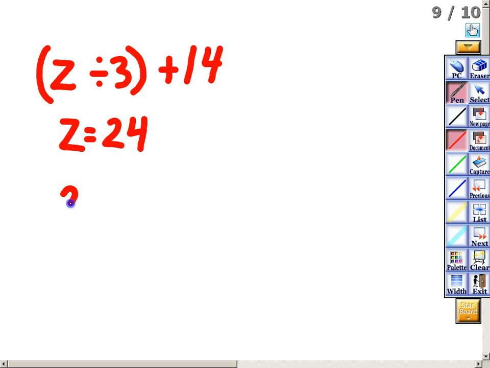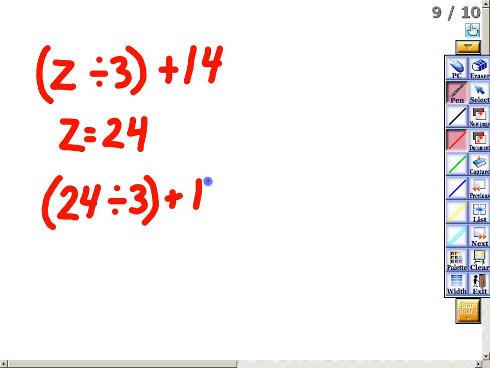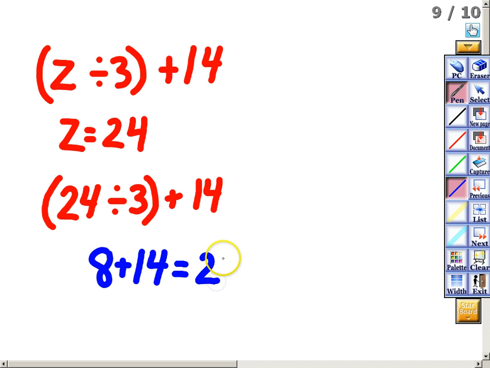Then after that, we're going to plug in this 24 for the variable. Okay, so we'll do 24 divided by 3. Keep this in parentheses, signifying that we need to do that before we do anything else. Plus 14. 24 divided by 3, that's going to give us 8. And then we just add our 14 to this 8 for the next step in our problem. So we have 8 plus 14 equals 22. So it's really important with these problems that you always remember to do the parentheses first. 24 divided by 3.